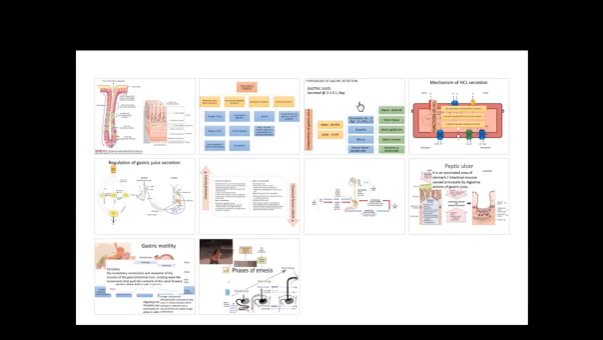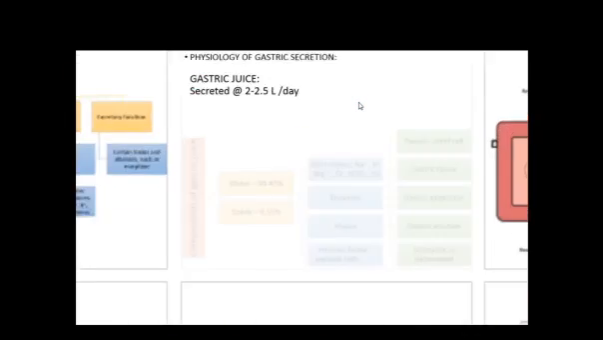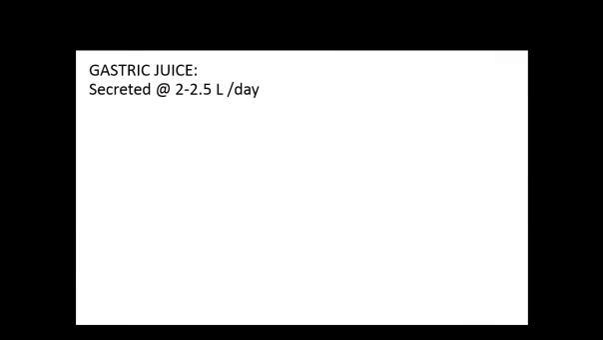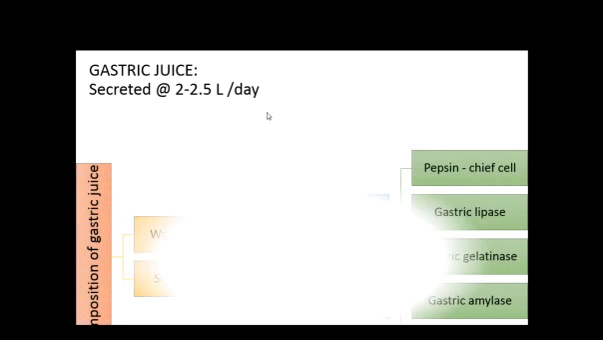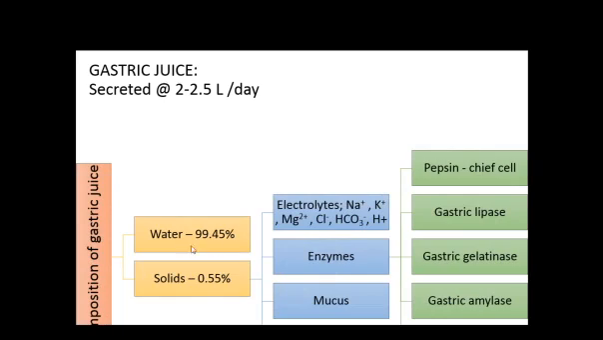Next, coming to the secretory functions of stomach. Gastric juice is the main secretion in the stomach, which is secreted at a rate of 2 to 2.5 liters per day. The composition of this gastric juice is mainly water, which consists of 99.45%, and solids 0.55%. Now this 0.55% solids again can be classified as electrolytes, which mainly consist of acid, the H plus ion, the chloride, hydrochloric acid, the sodium, potassium, magnesium, and bicarbonate.